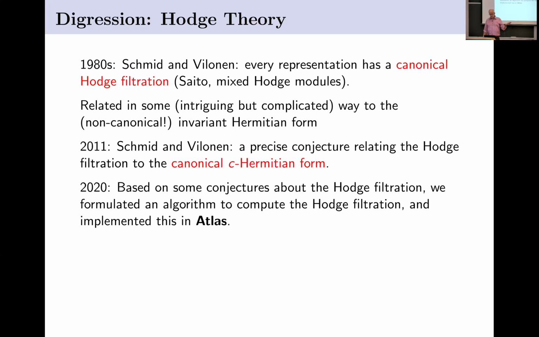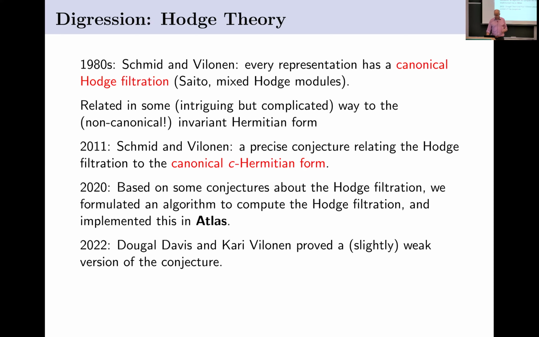Based on some conjectures about the Hodge filtration from talking to Kari and friends, we knew some basic properties that the Hodge filtration was supposed to satisfy. If you assume those, you can formulate an algorithm to compute the Hodge filtration, basically by taking the algorithm that we had for computing the C form and modifying it appropriately. And so we did that and implemented it in Atlas. And once we'd done that, Kari and Dougal Davis were able to go back and use that to prove a slightly weak version of their conjecture.